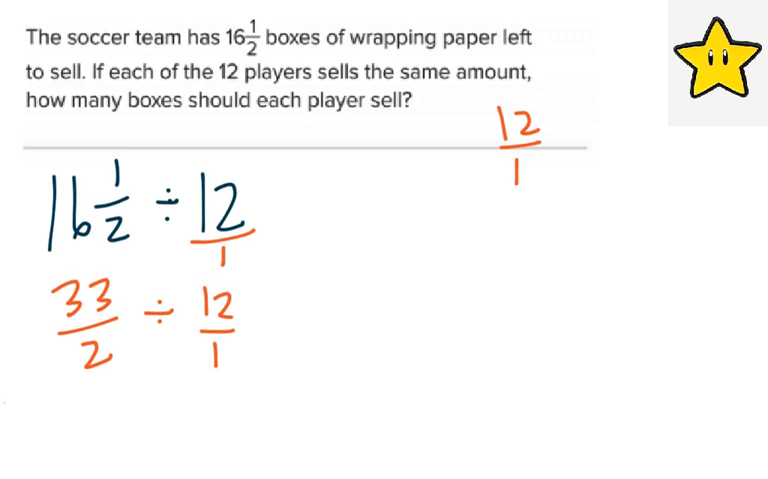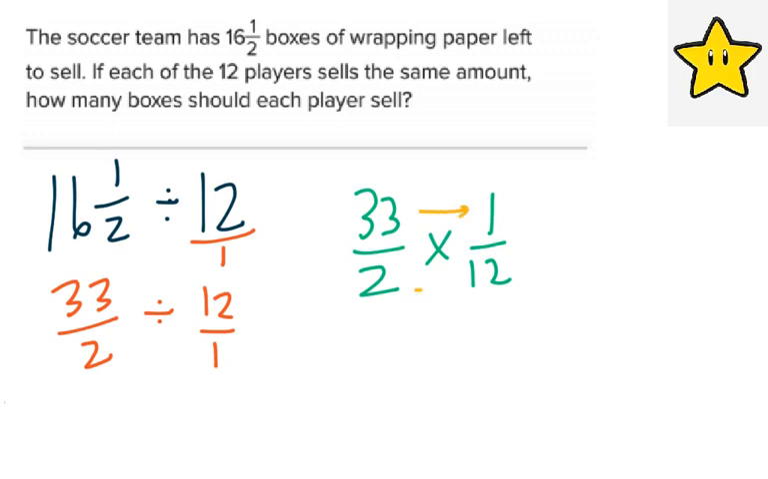Now we have to follow the steps that we learned and divide. I'm going to keep the first fraction as 33 over 2. I'm going to change my division into multiplication, and flip the second fraction into its reciprocal. Now I'm going to multiply across the top and across the bottom. 33 times 1 is 33, and 2 times 12 is 24.